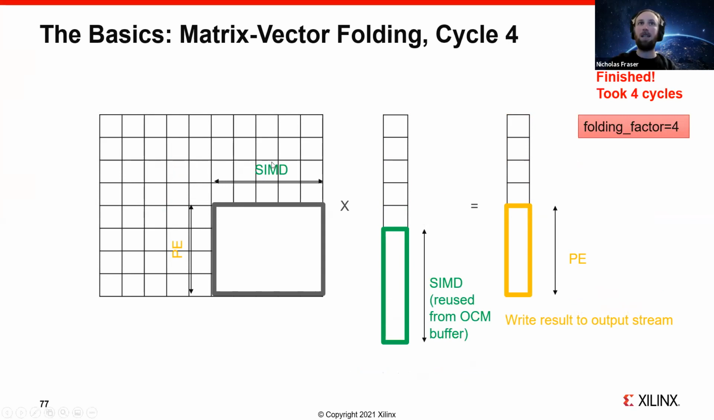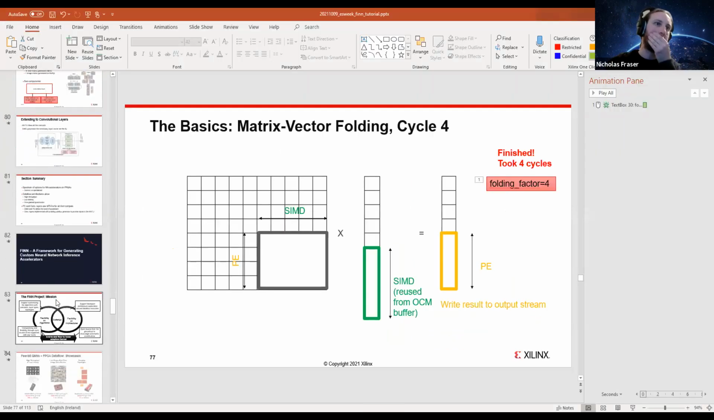If we set SIMD to 10 instead of 5 and PE to 8 instead of 4, this would have a folding factor of 1. If we went the other way, this would have, you know, a much higher folding factor and also use less resources. And this is something that we're capable of doing with Fin.